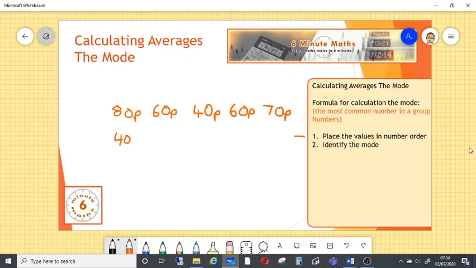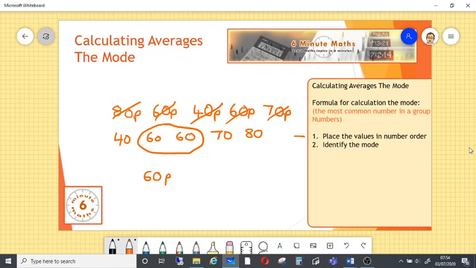So I'll go 40, and I always cross them off whilst I'm doing them. 60. 60 again, 70, and finally 80. So now they're in number order, and I can see that the most common value, the most popular price for a can of Coke, in this particular example, would be 60p.